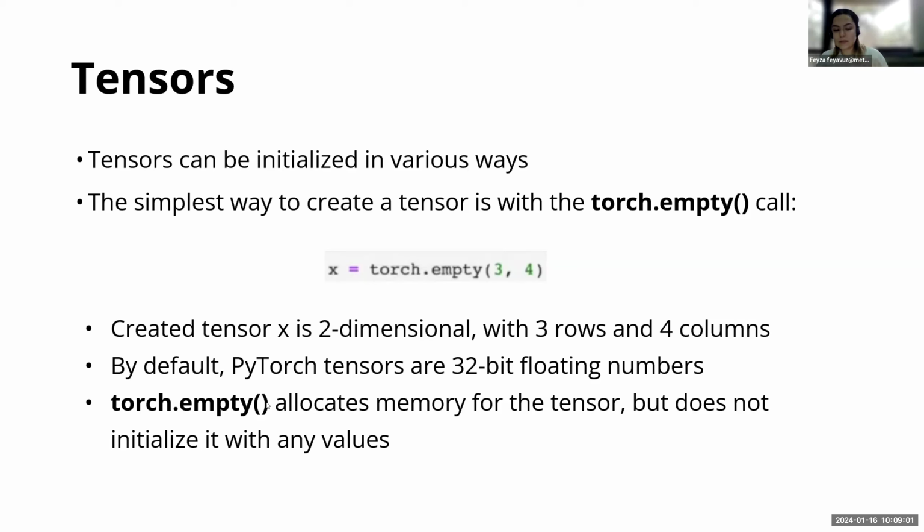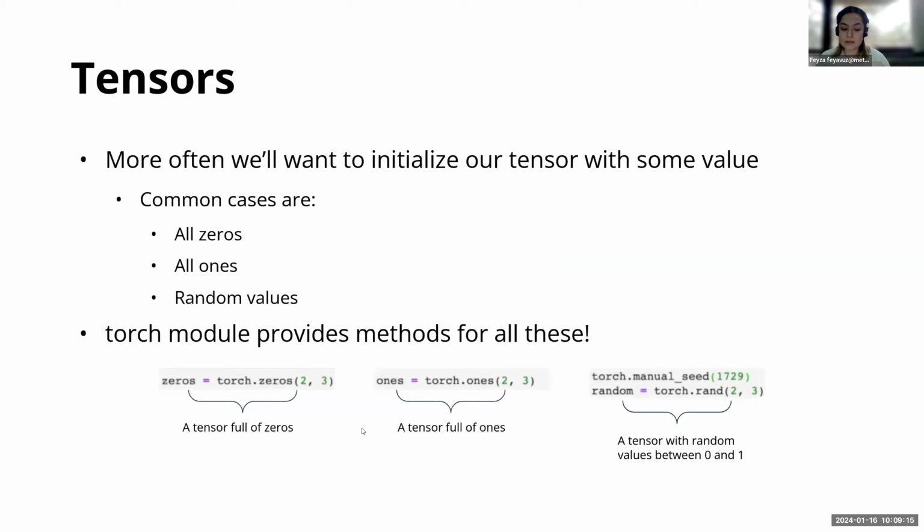And torch.empty did not initialize any values for its tensors. It only allocates the memory for the tensor. But most of the time, we need to initialize our tensor with some values. The most common cases are we need to start with all zero values or all ones, or maybe we need some random values sometimes for our computation. And the torch module provides all of these methods for these three cases.